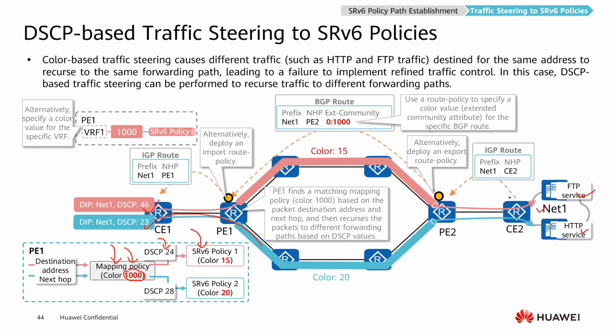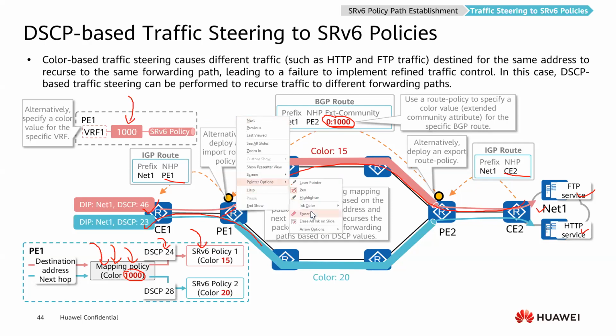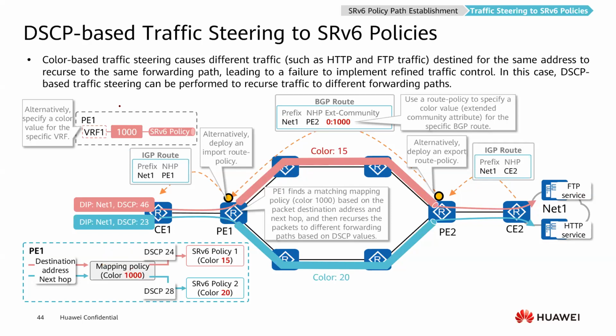When I'm forwarding the route entry, I will also give this route entry a color number, and this color number will be the mapping policy number. So either you carry this color number in the route entry, or you can directly configure it in the VPN instance, which means all the packets in this VPN instance will be based on this mapping color, or maybe based on the route entry.